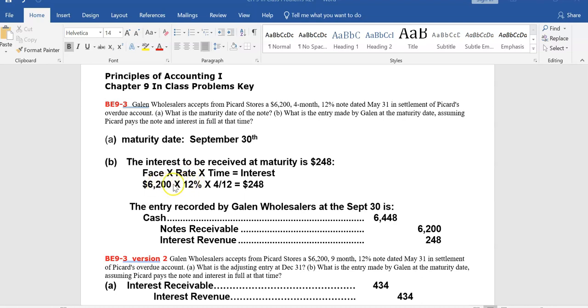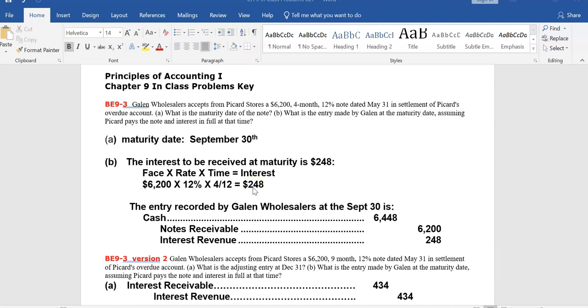If we were to just take $6,200 and multiply it by 12%, that would give us an annual amount of interest. However, Galen has only earned 4 months' worth of interest because this note was in existence for only 4 months. So we need to multiply this annual interest by the fraction of the year, 4 out of 12 months, or 4/12 of the year. So if we multiply 6,200 times 12% times 4 divided by 12, we come up with interest of $248.